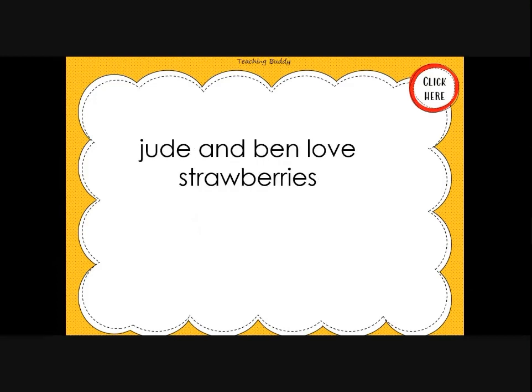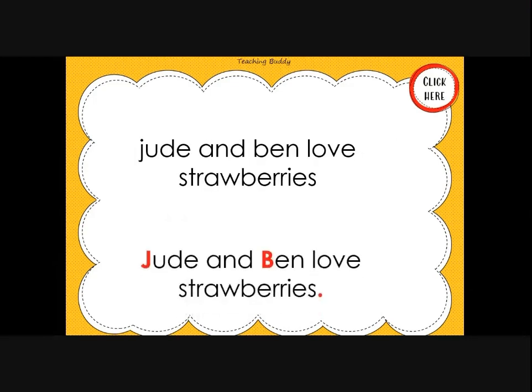Jude and Ben love strawberries. I have two proper nouns and no full stop. Let's see how we should write it. Jude and Ben love strawberries. Jude with a capital letter, Ben with a capital letter because both of them are proper nouns. And of course, the full stop at the end.